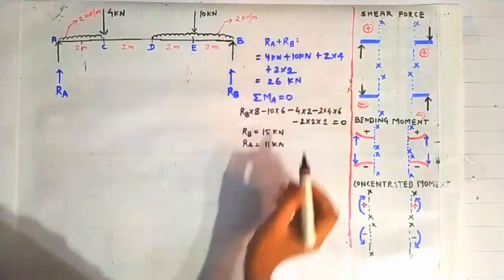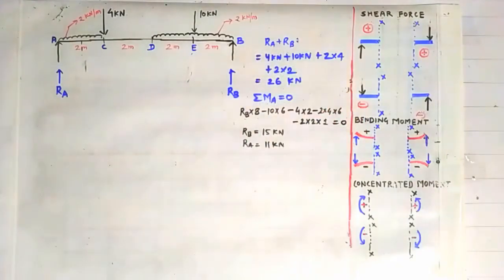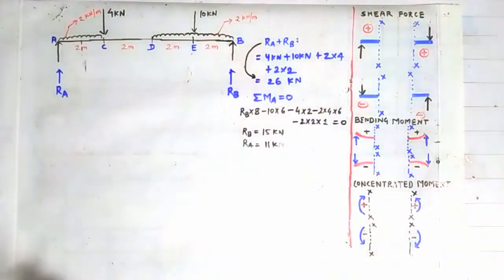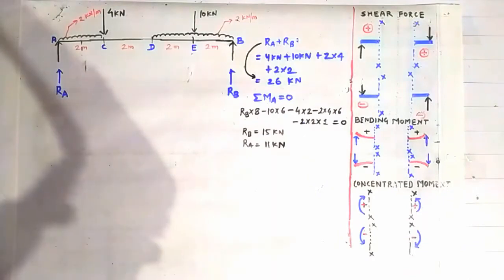Now we have calculated RA and RB, and RA plus RB is this much. We will now calculate the shear force.